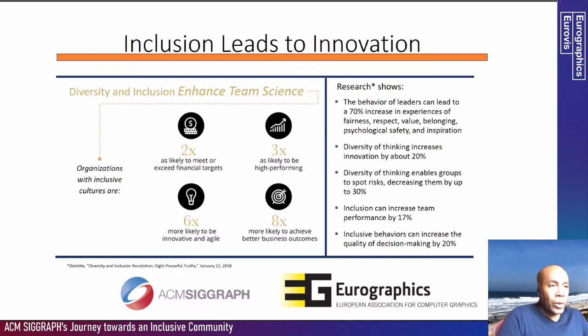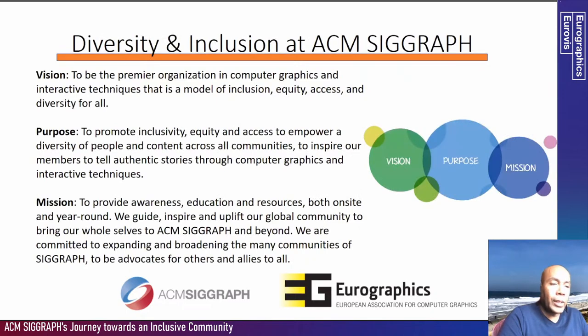So next slide. What we really focused on was coming up with a vision, a mission, and a purpose to help communicate why this committee is here and how it complements what our executive committee was doing with their strategic vision and mission and upholds the values of the organization. I'll just read certain pieces of this and you can read the rest. As part of our vision, we wanted to be the premier organization that's the model for inclusion, equity, access, and diversity for all.